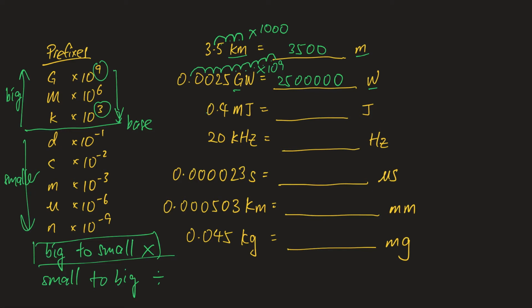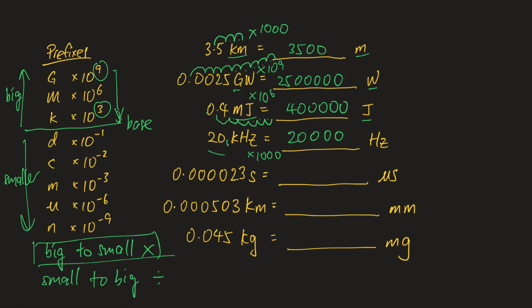So next one, 0.4 megajoules to joules. So once again, big to small times 10 to the power 6, which is 6 zeros. So from the decimal place you jump to the right 1, 2, 3, 4, 5, 6. So there will be 1, 2, 3, 4, 5 zeros after the 4, 5. Okay, 20 kilohertz here. From kilohertz to hertz, big to small, you times, and because kilo is 3, so once again times 1000, so the decimal place is here, so you just basically add 3 more zeros at the back.